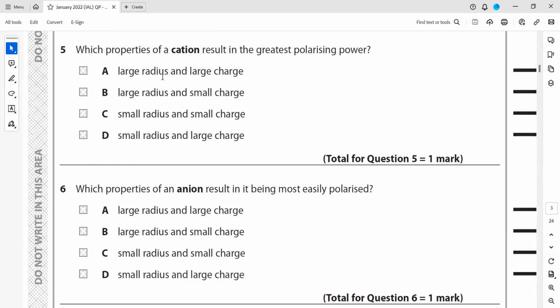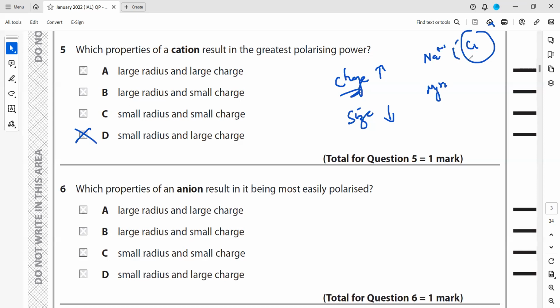Which properties of a cation result in a greater polarization? For a greater polarization, the charge on the cation, the positive ion, should be large and the size of the cation should be small. So small size and large charge will cause maximum polarization. For example, if we have sodium and magnesium, magnesium will cause a greater polarization because it has a greater charge and a smaller size.